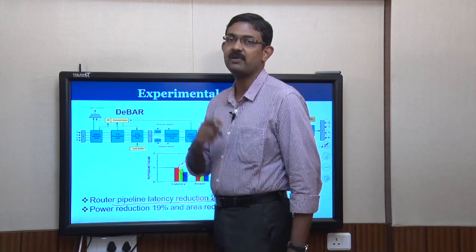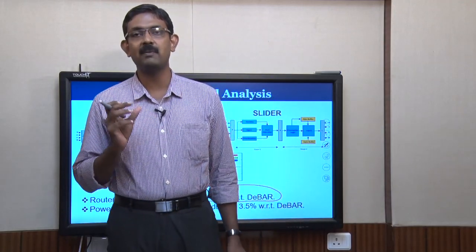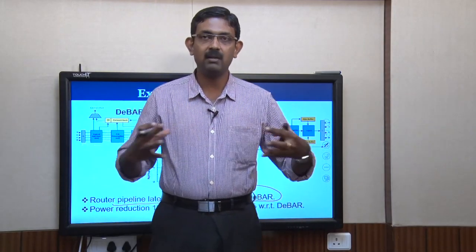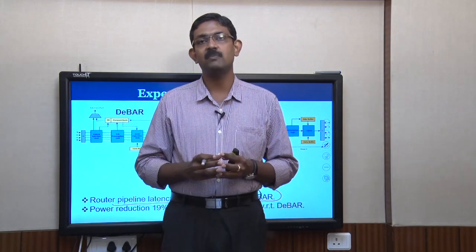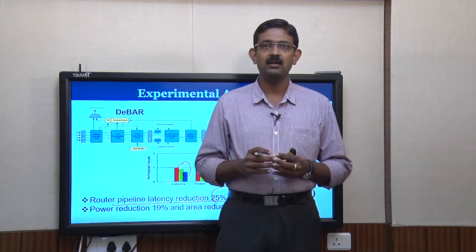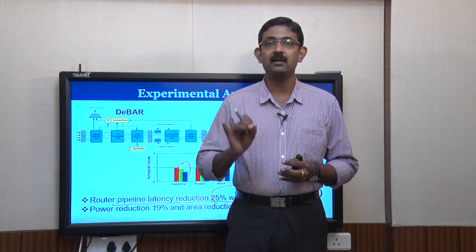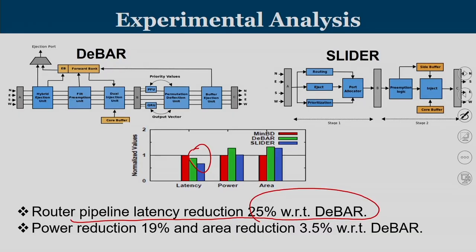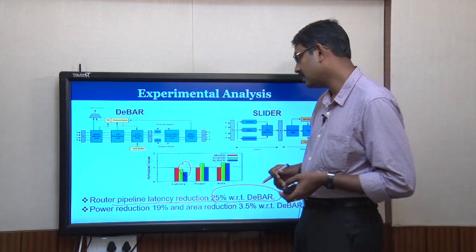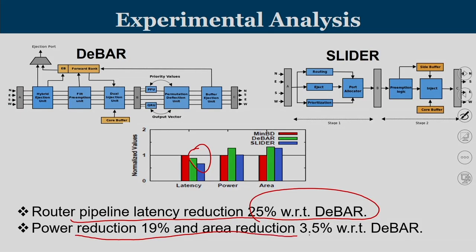This latency is not average packet latency, it is called router pipeline latency. How big or how long is the combinational circuit that implements D-bar? The combinational circuit that implements slider is 25% smaller in terms of critical path length than that of D-bar. Similarly, there is a power reduction of 19% and an area reduction of 3.5%. So, D-bar is a slightly complex circuit and is going to consume more power, but in slider we are able to cut down the logic significantly.